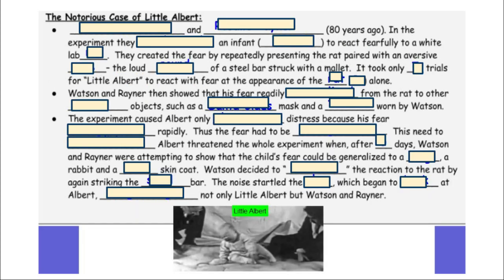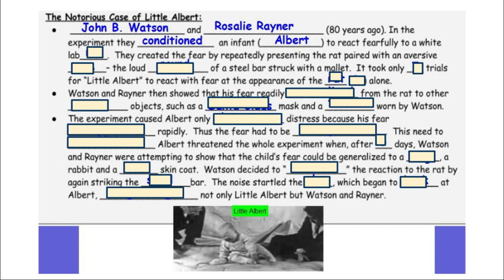All right, the notorious case of little Albert. John B. Watson and Rosalie Rayner, probably almost 90 years ago, conducted an experiment in which they conditioned an infant, in this case the infant named Albert, who you see pictured below, to react fearfully to a white lab rat. They conditioned the fear repeatedly by presenting the rat paired with an aversive unconditioned stimulus, the loud sound of a steel bar struck by a mallet.